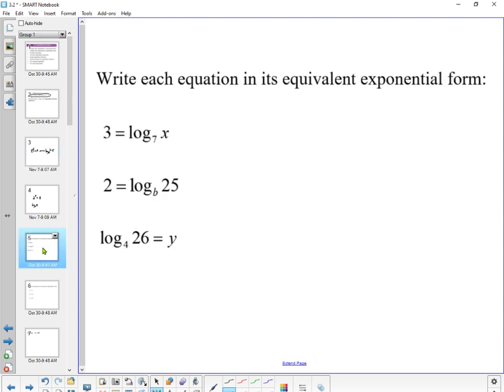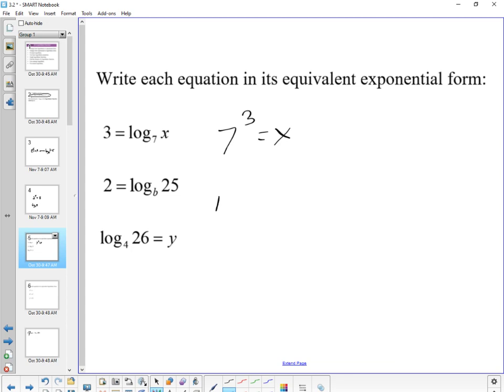Here we go. So let's take a look at these. If you want to change these around, if we're going to go from this logarithmic form to exponential form, then what would this top one become? 7 to the third is equal to x. That's a better question, isn't it? In this case? How about this next one?